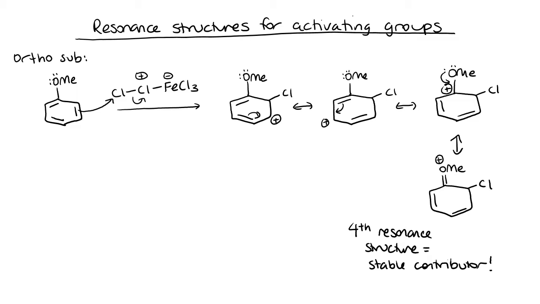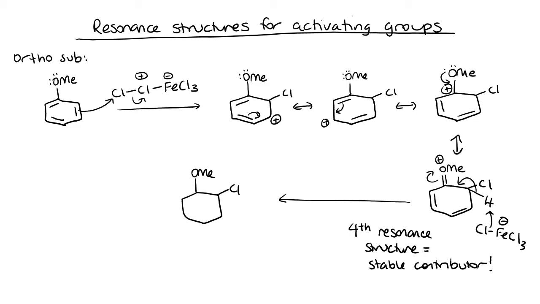And the fourth resonance structure is what's going to make ortho substitution so much more favorable than the meta substitution, as we'll see in just a second. So we've got our fourth resonance structure here. Let's go ahead and just show the last step of this mechanism to restore the aromaticity. So the iron will kick off the chloride. The electrons will go in the direction of the positive charge and will kick up the electrons up onto the oxygen atom. And we've completed adding another substituent to our ring.